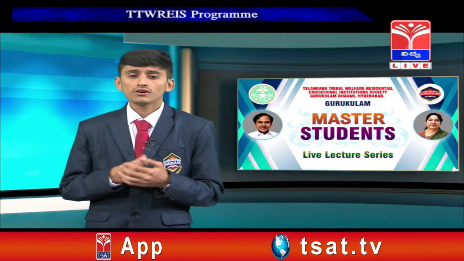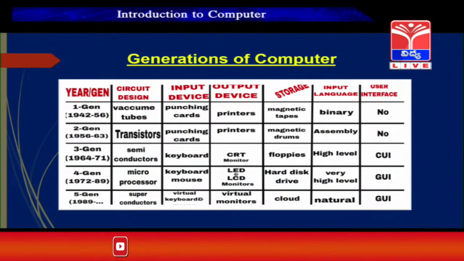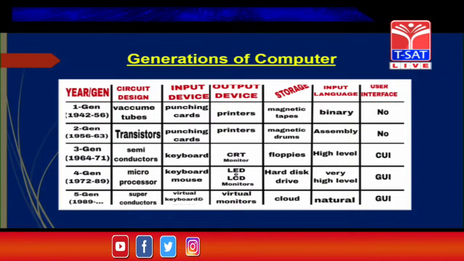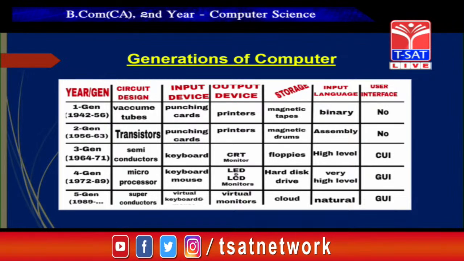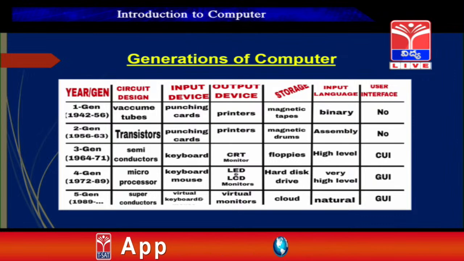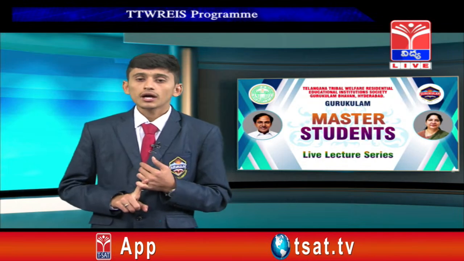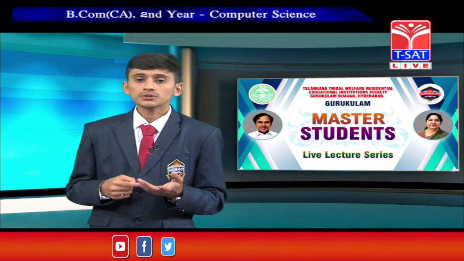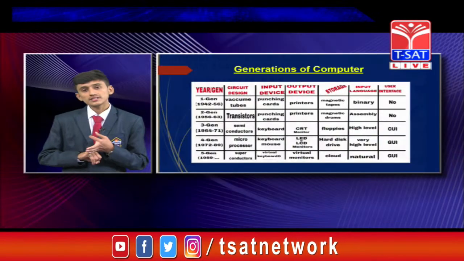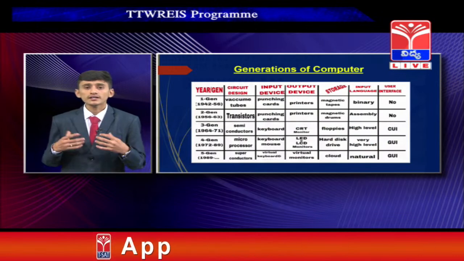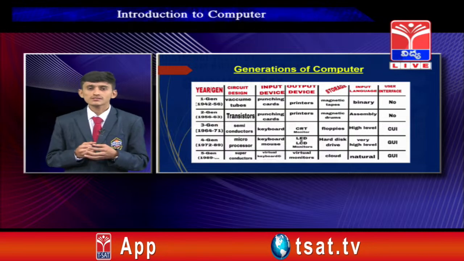Now look here, there are some drawbacks in first generation computers. For that reason, the second generation computers came into existence. I would like to explain those drawbacks. The first one is binary language. In first generation computers, we use binary language as the input language, in the form of ones and zeros. As humans, we can't understand that language, so it is very difficult to pass any input to a computer. So this is one drawback.